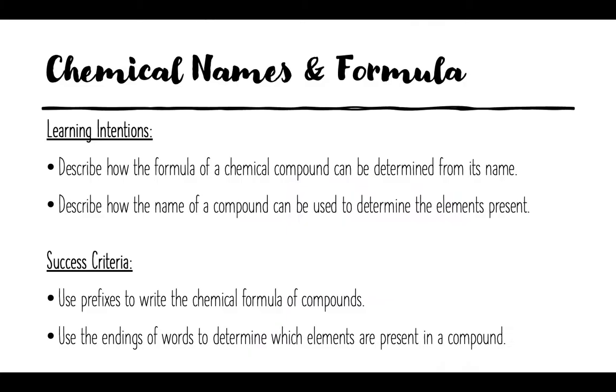So our learning intentions are to describe how the formula of a chemical compound can be determined from its name, and describe how the name of a compound can be used to determine the elements present. How will we know if you've been successful? Well, you should be able to use prefixes to write the chemical formula of compounds, and use the endings of words to determine which elements are present in a compound. More on that in just a second.